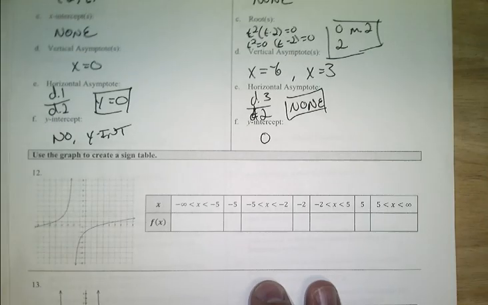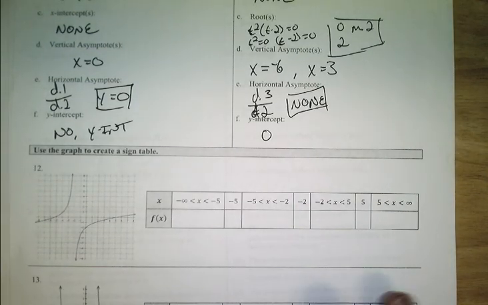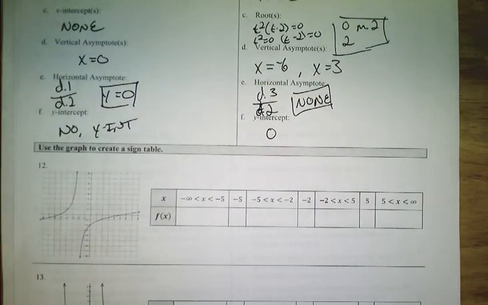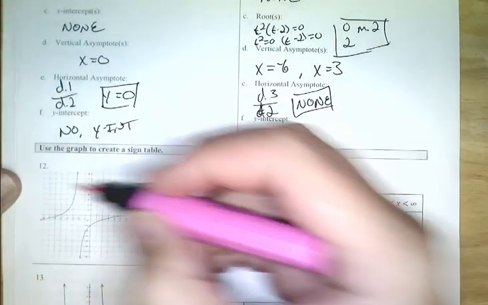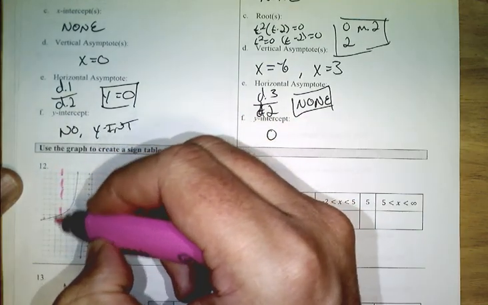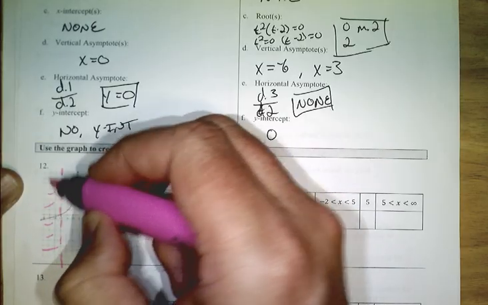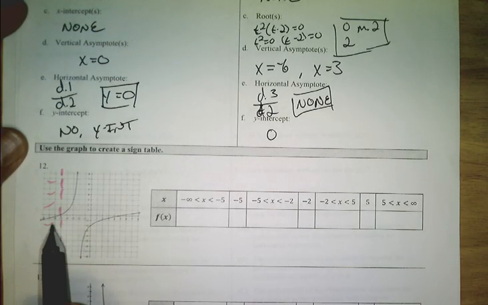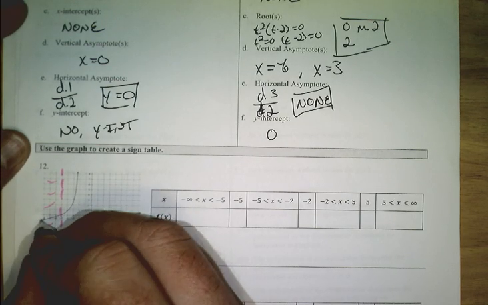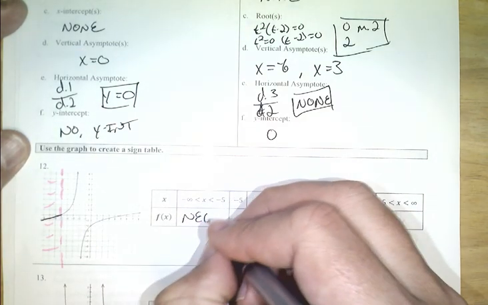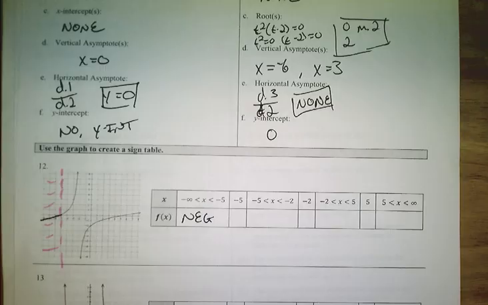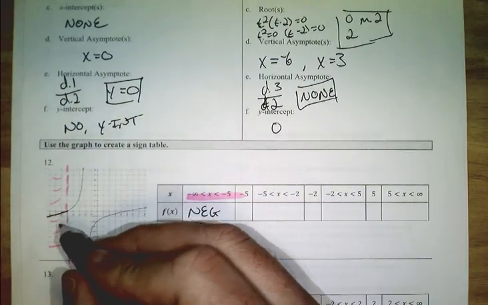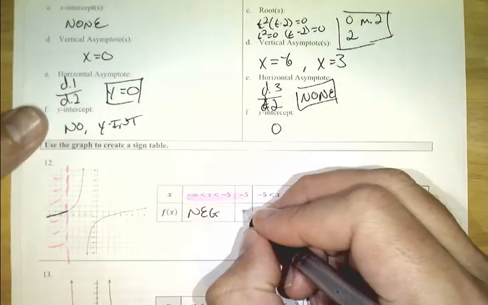So now we have this part here. Use the graph to create the sign table. So from negative infinity to negative 5. Negative 5 appears to be right here, so we want this section there. We can see on the graph that all the graph here is negative, so this should be negative. At negative 5, it is an x-intercept, so that'll be 0.